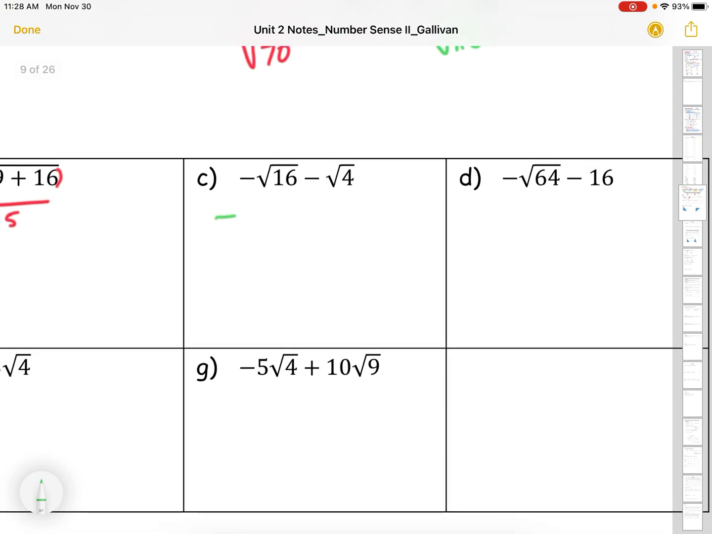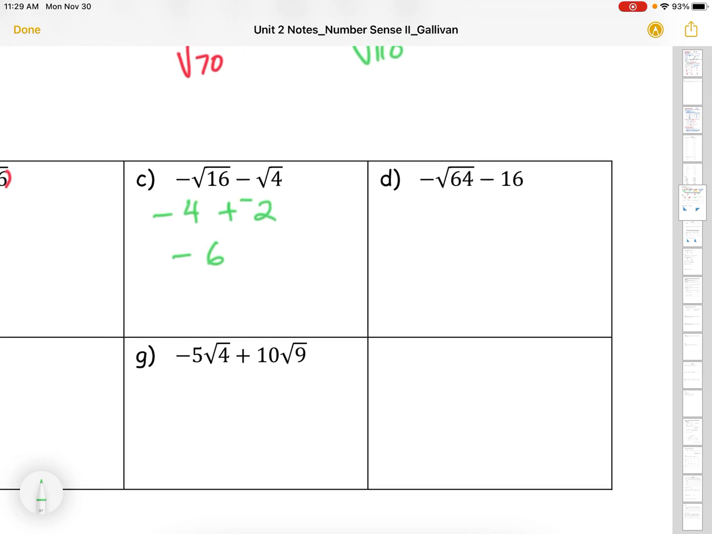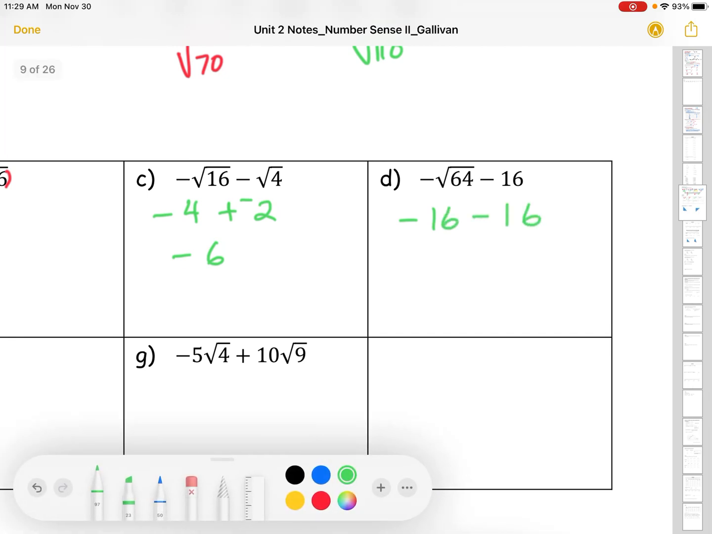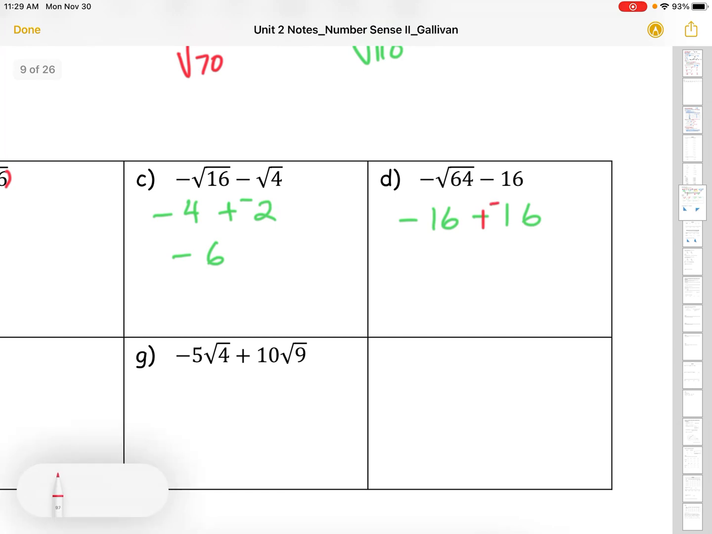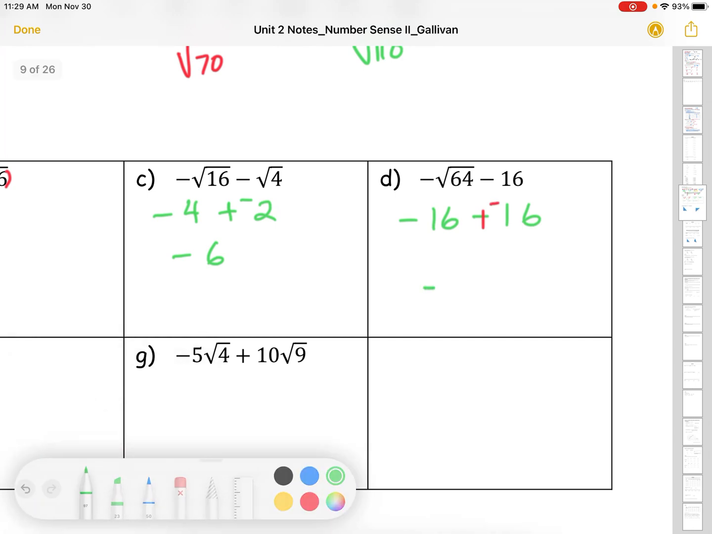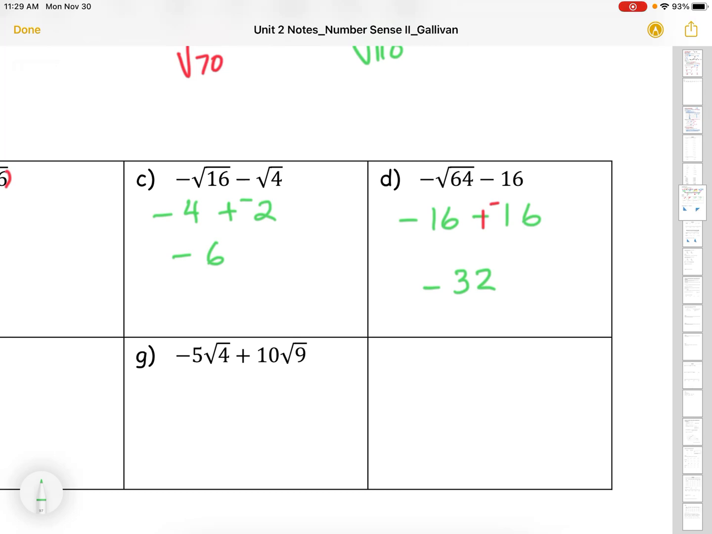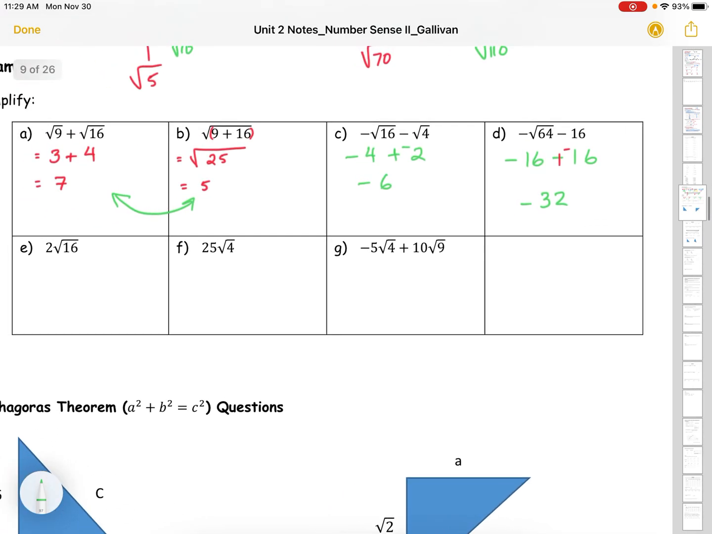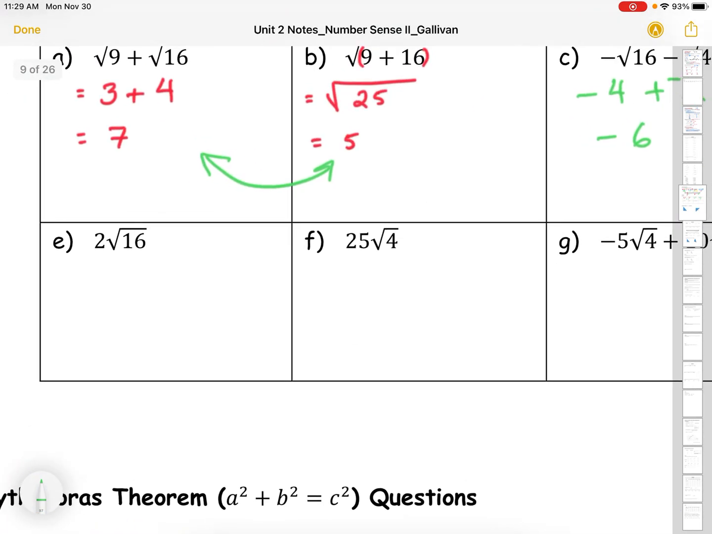Next one, we have negative square root of 16 is 4, minus negative square root of 4 is 2. Remember, I like to go plus a negative, so I would have negative 6, okay? So be careful about that. Here, negative square root of 64 is 16 minus 16. Change this to plus a negative, so I would get negative 32, okay? Just watch where your negative signs are and how you're dealing with them, okay? 2 root 16.